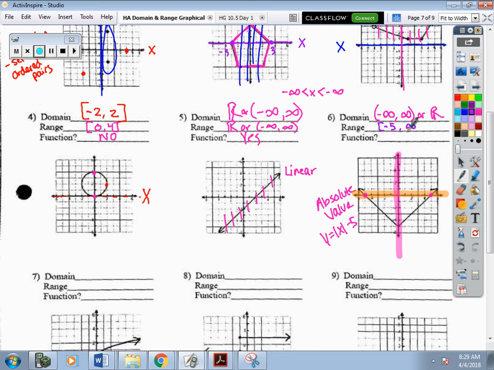Perfect. Bracket -5 to positive infinity. And this would pass our vertical line test, so it's a yes.